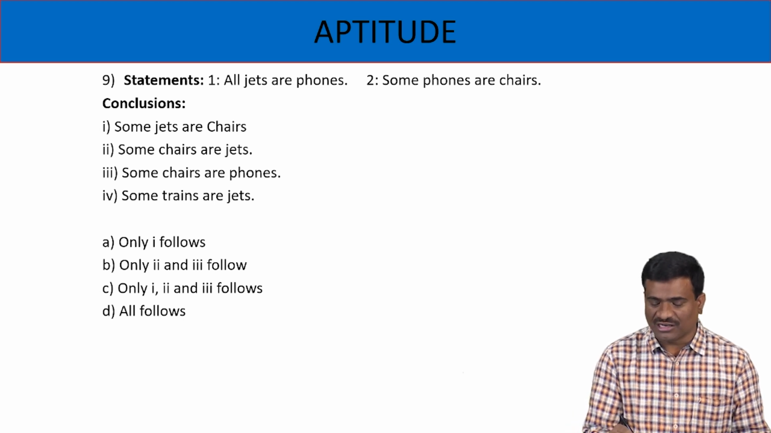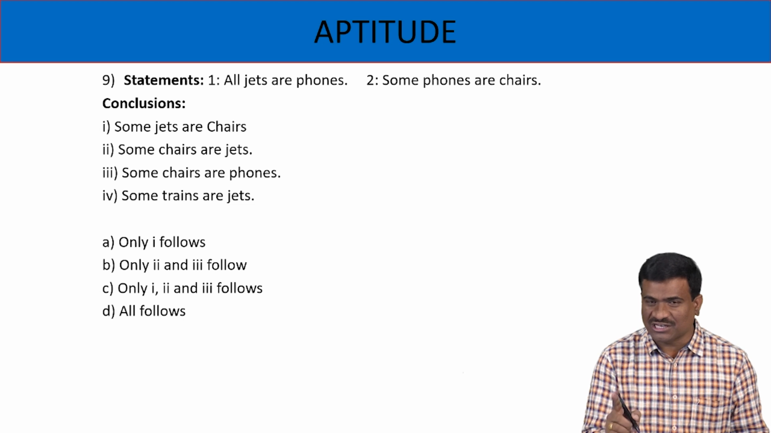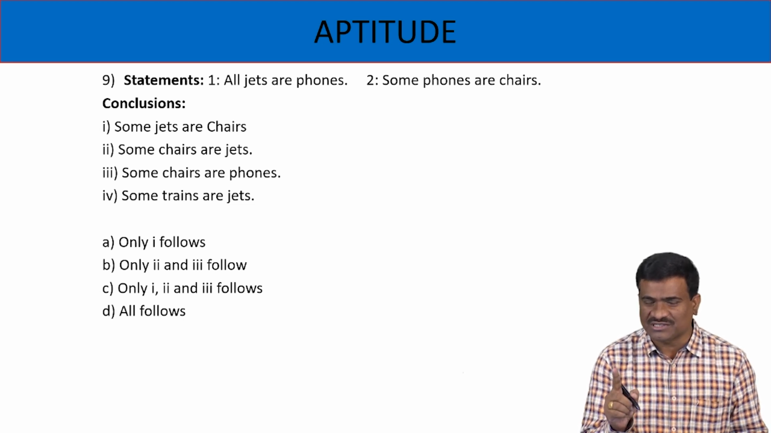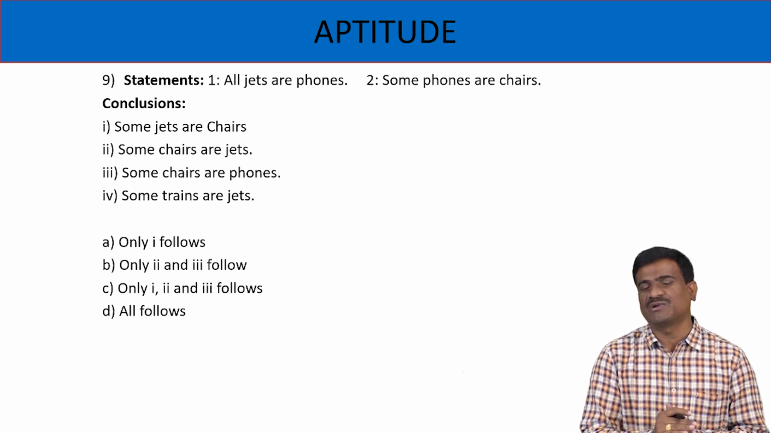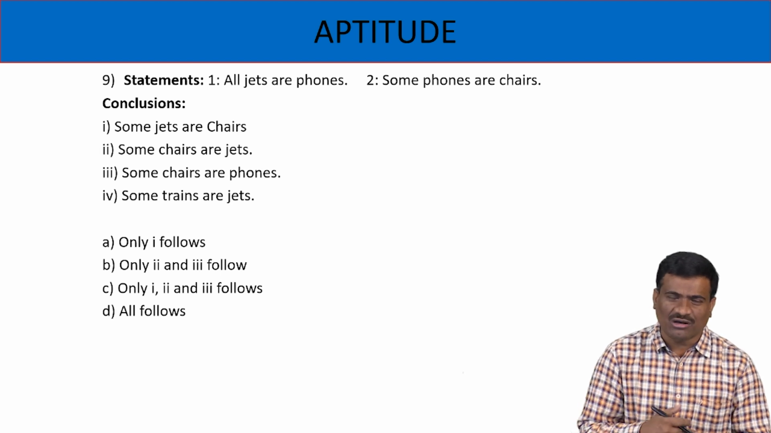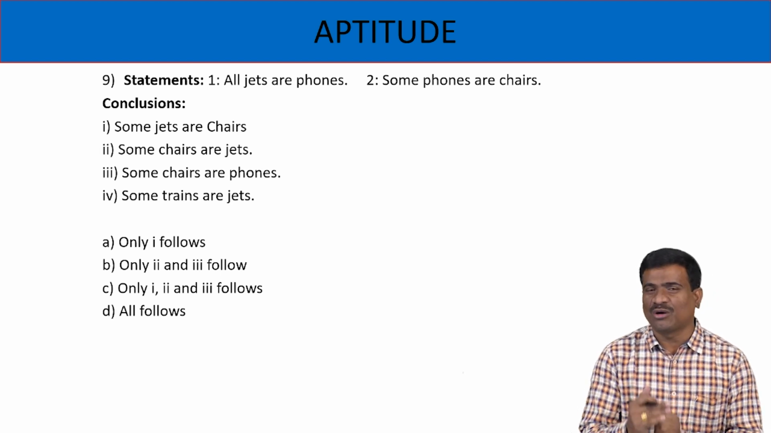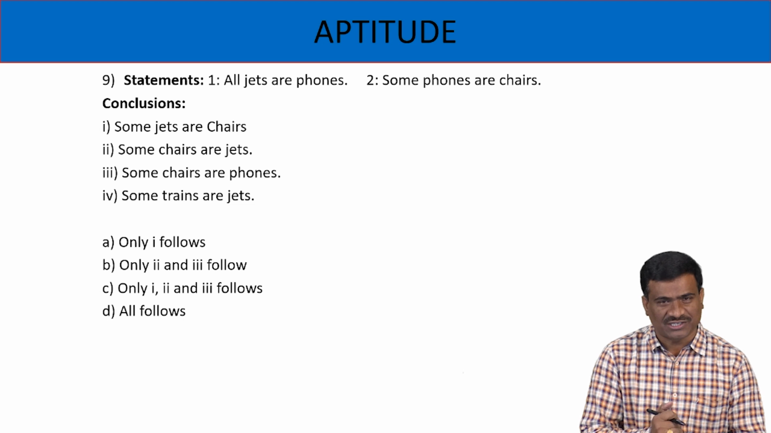Here, the first is the all-statement Venn diagram. Second, the some-statement Venn diagram. Next, the no-statement Venn diagram. Here, the combination of all and some relations only.